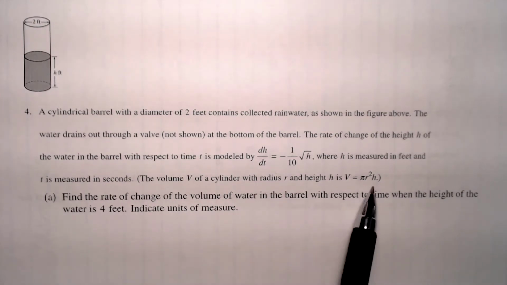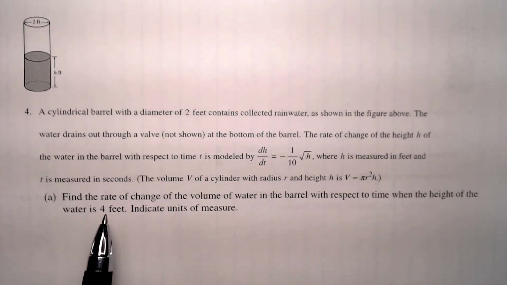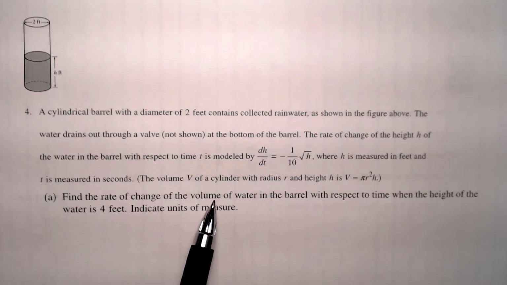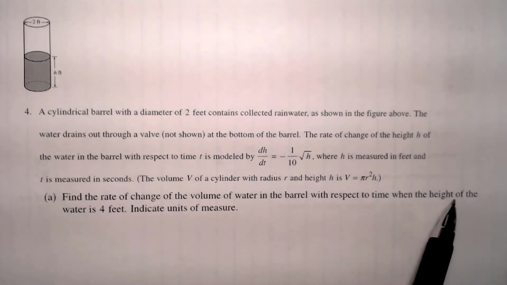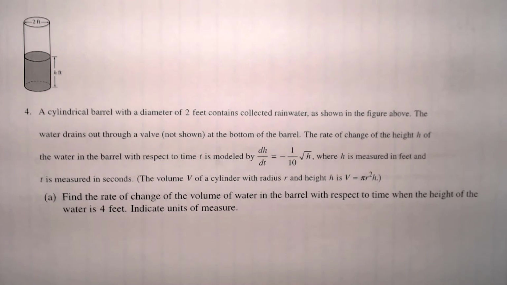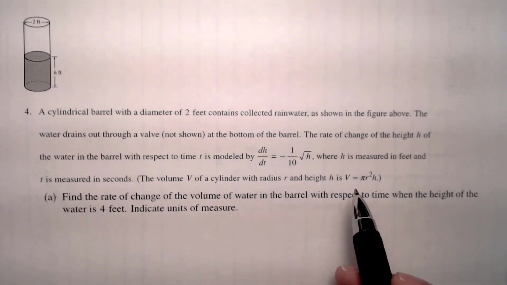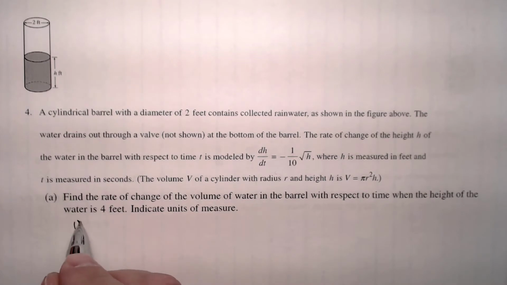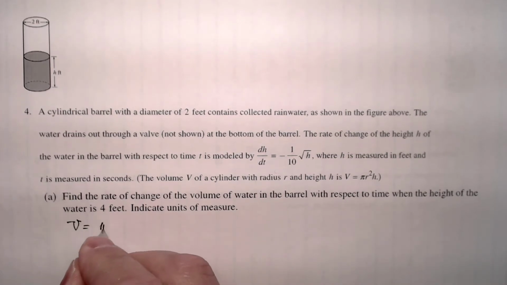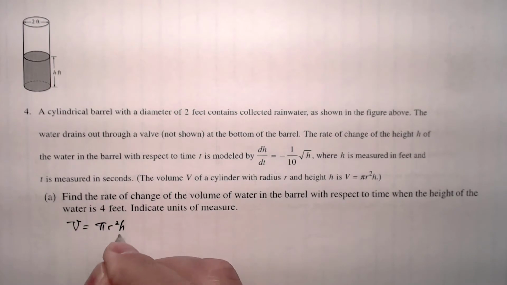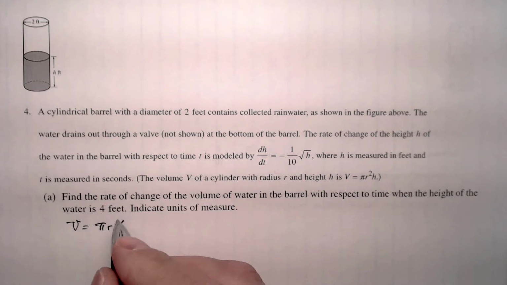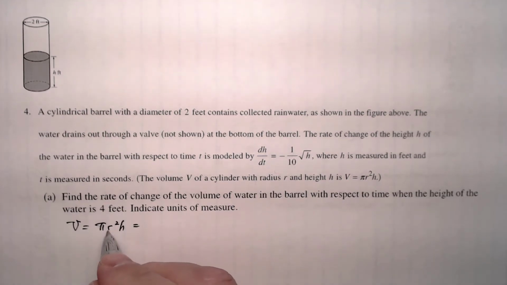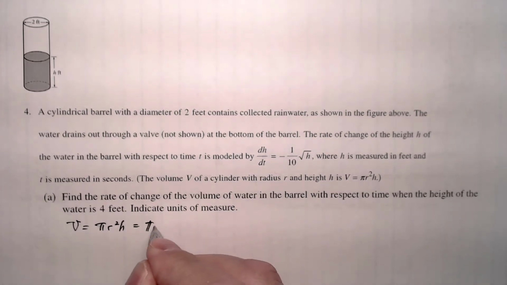And so we're also given that volume is pi r squared times h. We need to find the rate of change of volume, notice volume, not height, of water when the height of the water is 4 feet. So first we need to use this formula here. So volume is equal to pi r squared h. And as we said, r is equal to 1 foot. So plugging in 1 instead of r, this is equal to pi h.